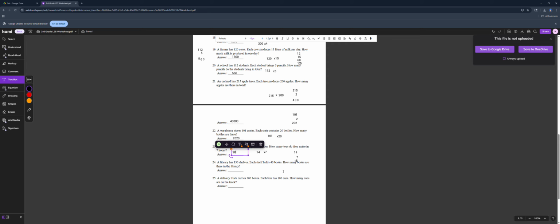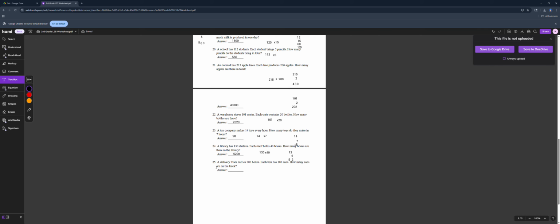Number 24, a library has 130 shelves, and each shelf can hold 40 books. How many books are in the library? This is 130 times 40. And instead of doing this normally, you could just do 13 times 4 and add in the zeros from both of them later. So 3 times 4 is 12. Carry the 1 over. 1 times 4 plus 1 is 5. So 52. And then you do 52 plus the 2 zeros, 1 zero from each, the 130 and 40, you get 5,200.